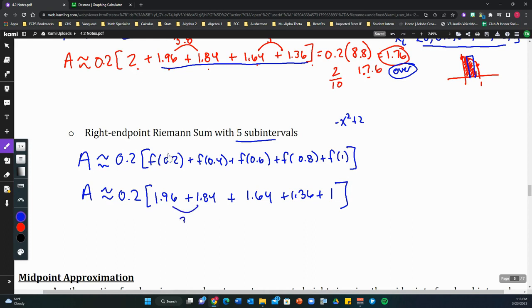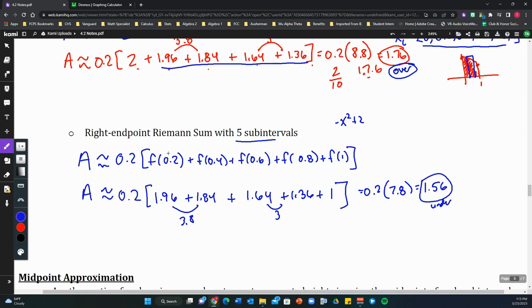So again, these make 3.8, these make 3, so this would be 0.2 times 7.8 this time. So if I double it, move the decimal point back 1 spot, we end up with 1.56 for our underestimate. So you can see for this one, these two are actually fairly close to one another. So if we used either of those for our approximation, we can't be very far off from the actual area.